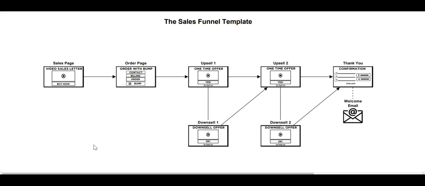If they're not sure about it, you can downsell them. But again, if you're just starting out, don't do all that. I recommend either an order bump or an upsell. I don't recommend doing all of this at one time because that's a little bit much.